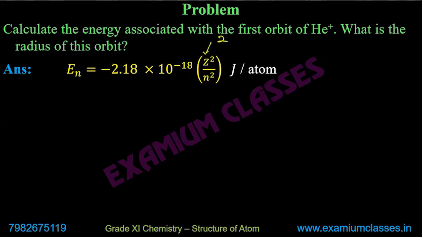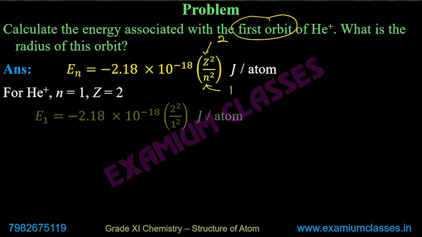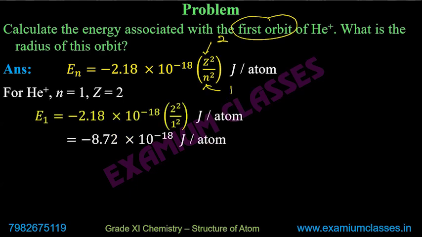Substitute the values for helium. Atomic number is 2. And you have to calculate for the first orbit, means n is 1. When you substitute these values, you get the answer as minus 8.72 into 10 power minus 18 joule per atom. Because it is negative, what is happening? Is it more than the energy of the hydrogen atom first orbit or less than? So more than.